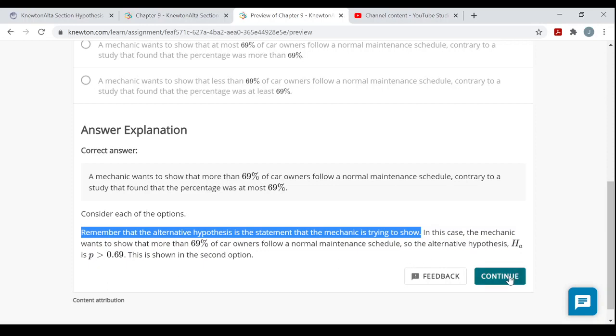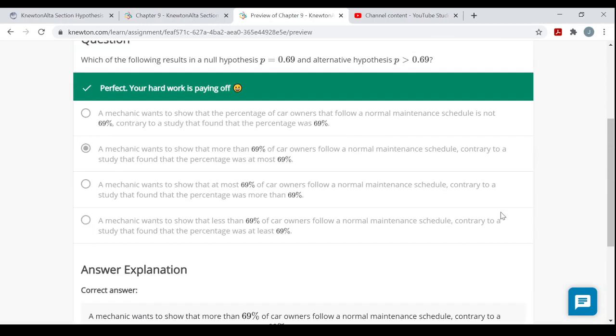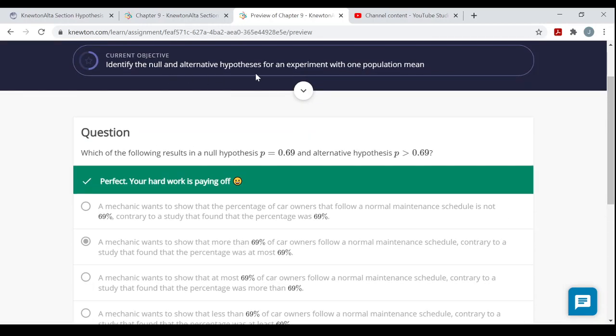Okay, and that's it for this. Again, pretty quick and easy. For problems with this objective, you need to be able to set up your null hypothesis, which always involves equals, and then your alternative hypothesis, which is what you're testing, what you're trying to show, and that never involves equality.